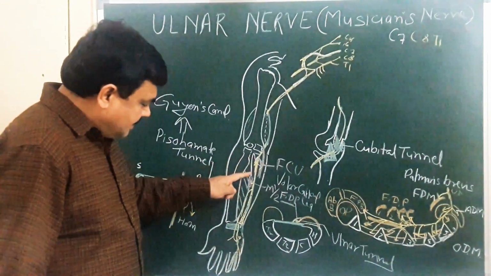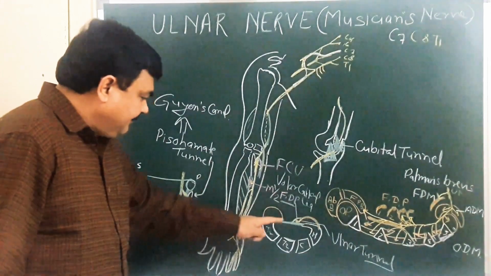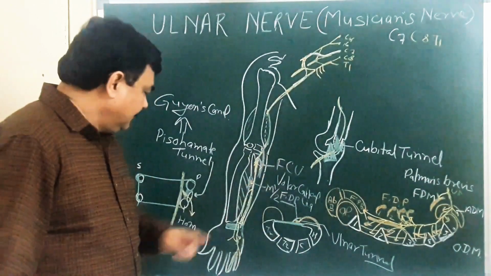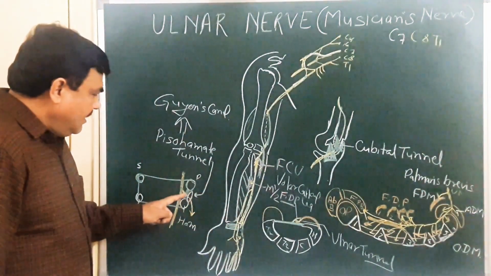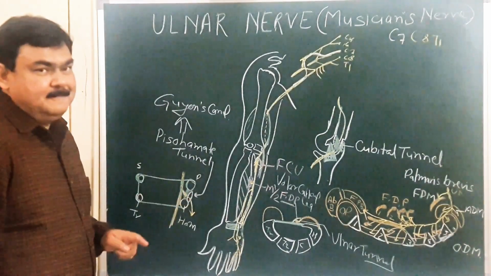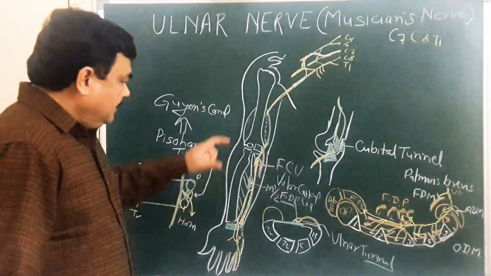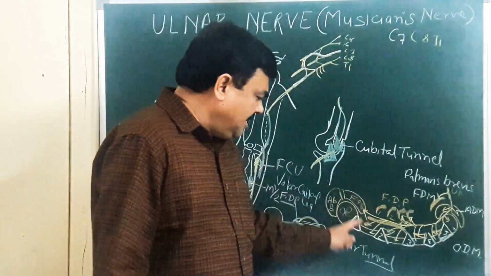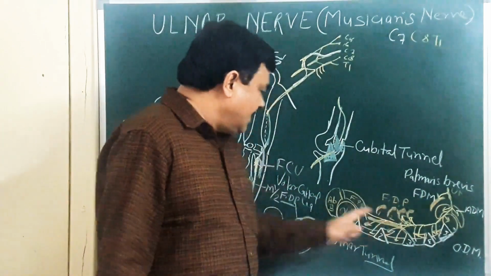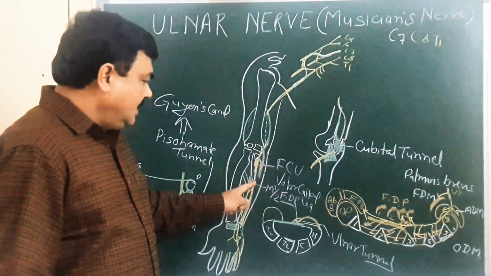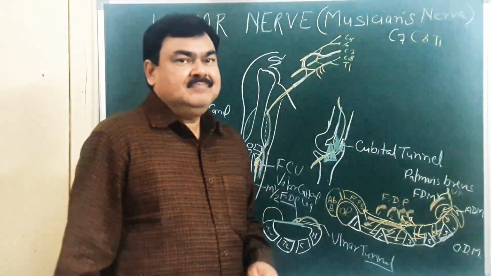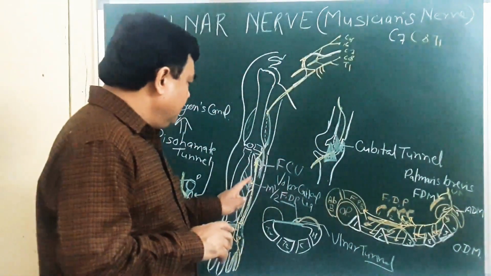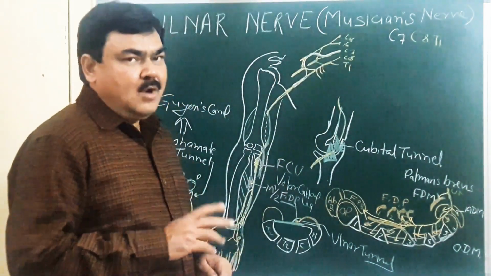After passing through this, in the ulnar tunnel it may be compressed here. Here in the pisohamate tunnel it may also be compressed. If this nerve is compressed, then what happens? It gives supply to numerous muscles: 1.5 muscles of the forearm and 15 muscles of the hand. So if this nerve is damaged, what happens?